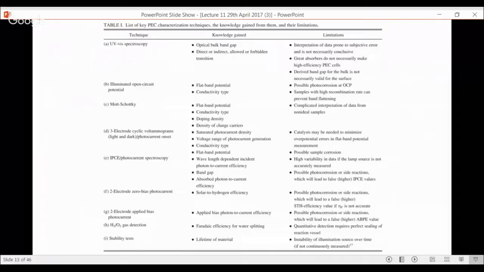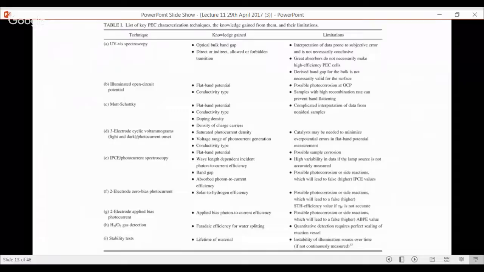concept. Then the Schottky barrier or ohmic contact barrier, 3 electrode cyclic voltammetry, light and dark photocurrent onset, IPCE, incident photon conversion efficiency. Okay, 2 electrode, 0 bias potential stack, photocurrent. We have to think about all these things.